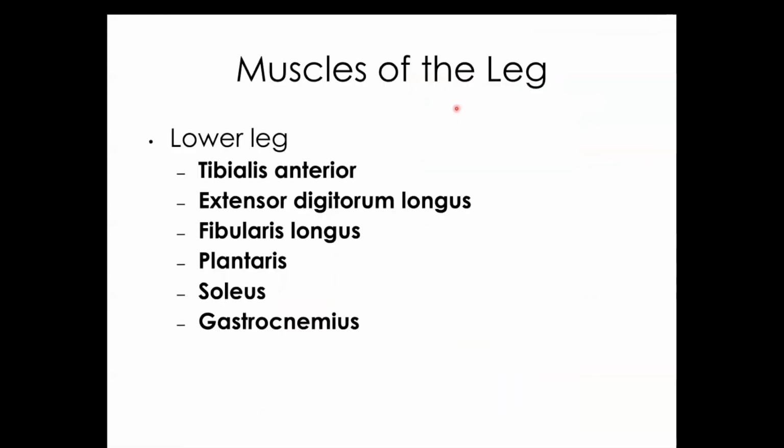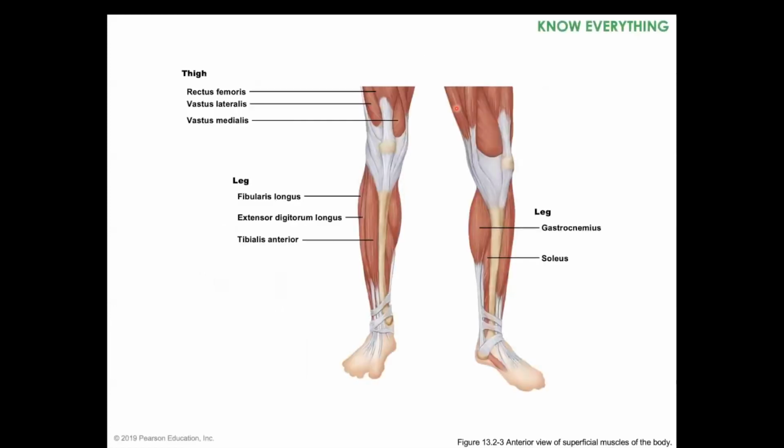Now we'll go over the muscles of the lower leg. So we have our tibialis anterior, the extensor digitorum longus, the fibularis longus, the plantaris, the soleus, and the gastrocnemius. So the fibularis longus is going to run along the outside of the leg here. It's a really long muscle, kind of runs back down and attaches down here.